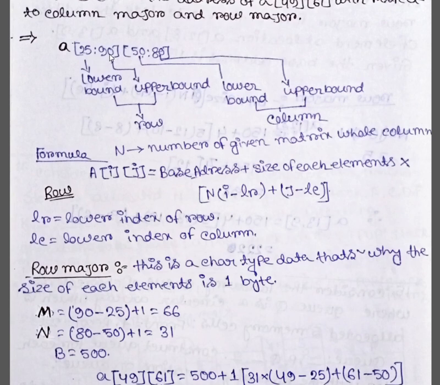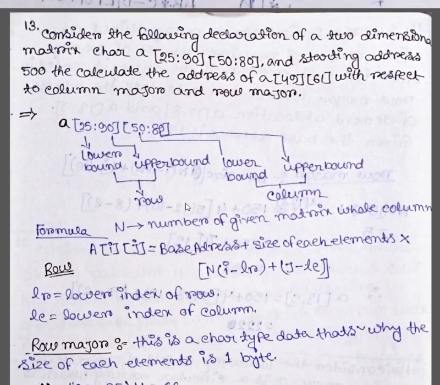Upper bound minus lower bound plus 1 is equal to the number of rows, and the number of columns. So for the number of rows, 90 minus 25 plus 1, and for the number of columns, 80 minus 50 plus 1. And B is the base address that is already given inside the question.